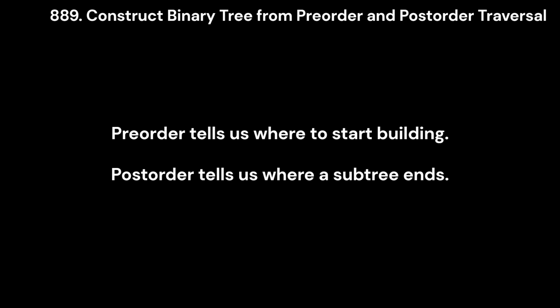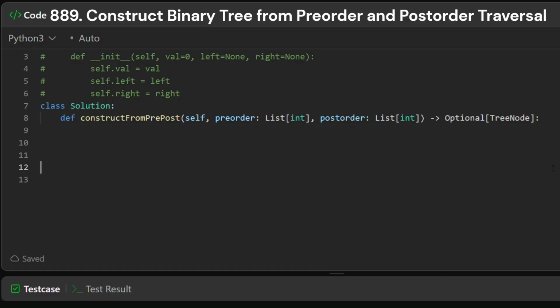Pre-order tells us where to start building. Post-order tells us where a subtree ends. Since these two traversals compensate for each other, we can choose either approach. In my solution, I started from the post-order side.